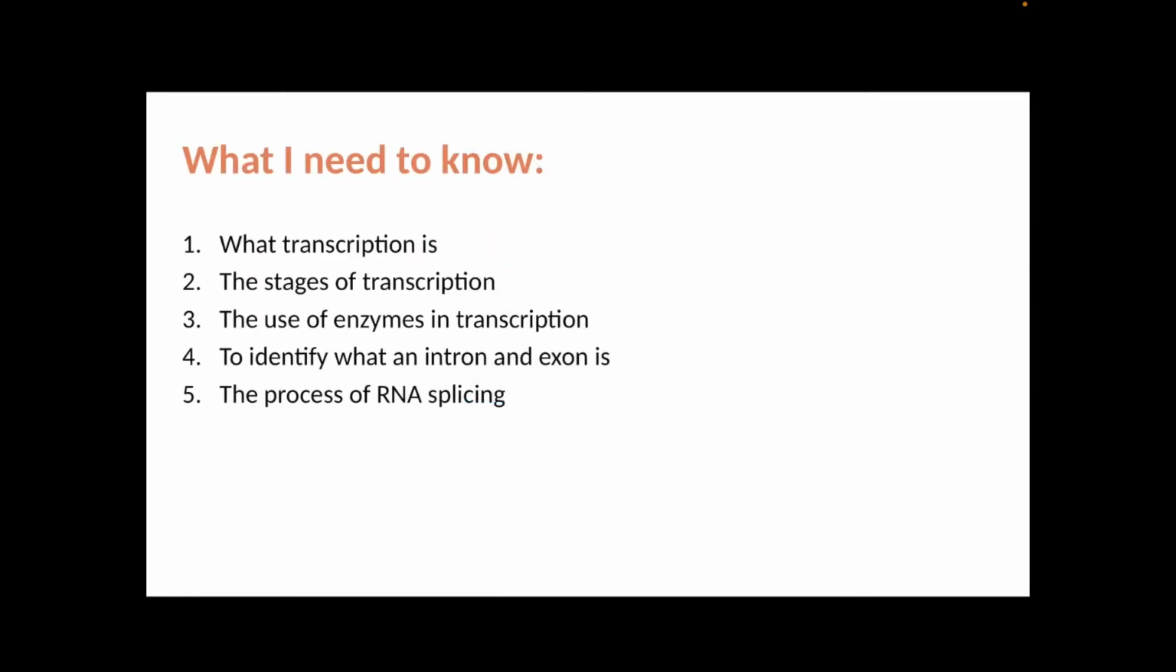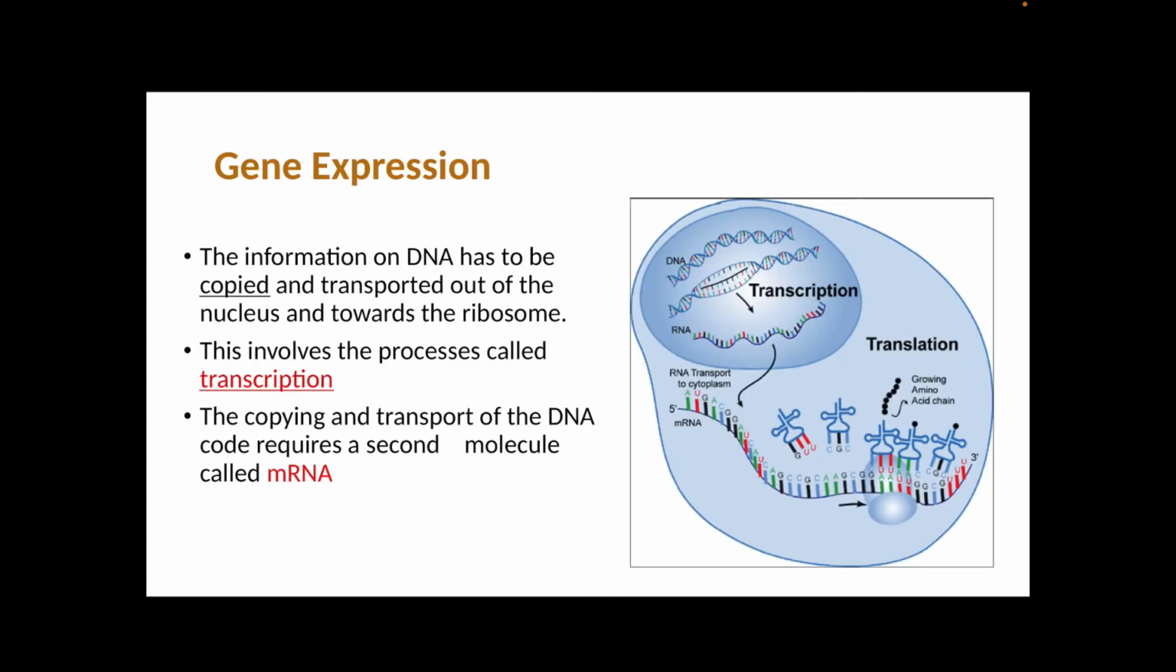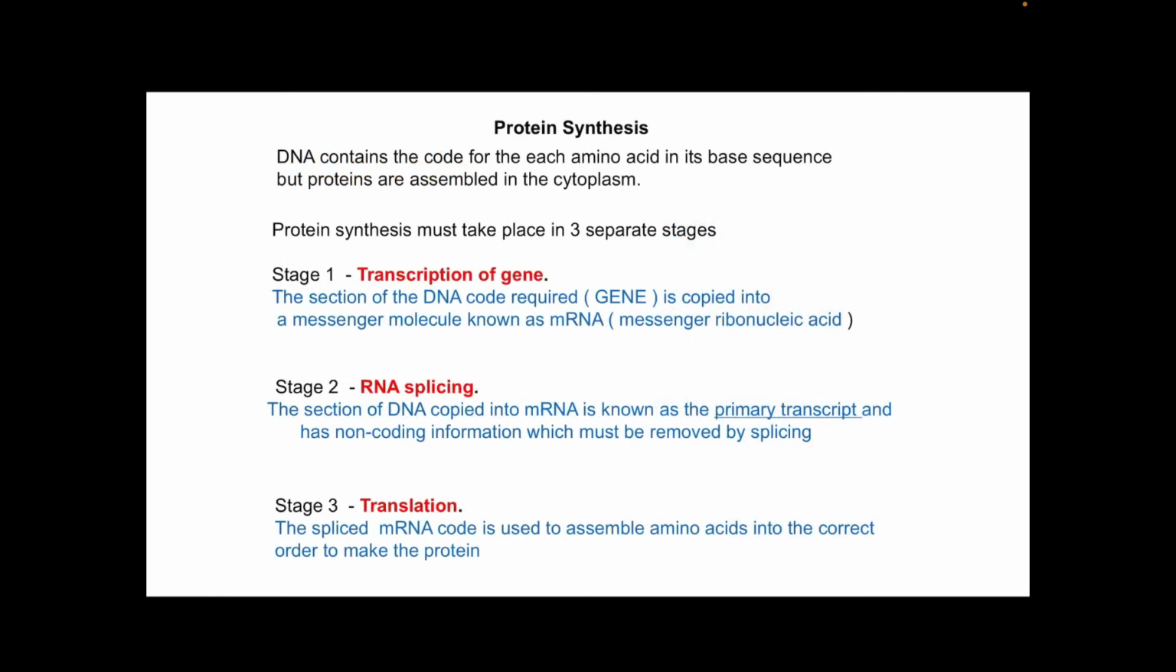Okay, so let's talk about the first steps. We're going to look at transcription, the stages of transcription, the enzymes involved, and what we're going to call introns and exons, and how one of these is removed through a process called RNA splicing. So gene expression is the whole process of making a protein from the genetic code in the gene. The first stage we're going to look at is called transcription, and that's when we make our mRNA, which carries the code. Okay, now the good news is this is very similar.